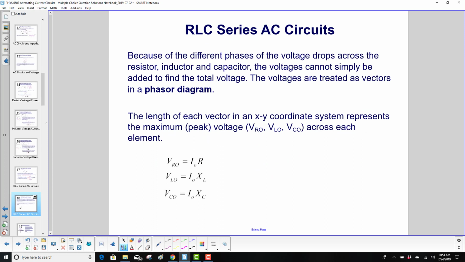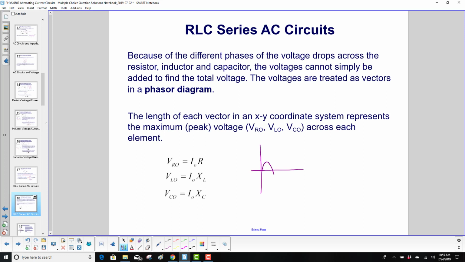Because of the different phases of the voltage drops across the resistor, inductor, and capacitor, they can't simply be added to find the total voltage. Why is that? Well, first of all, the voltage across the resistance will always be the same. Across the capacitor, though, it will oscillate out of phase with the inductor. So the capacitor will be reaching a maximum and the inductor won't quite be at a maximum. So you just can't add the numbers, nor can you just add their RMS values because they are out of phase. And just sketch that, see if this makes a little more sense.